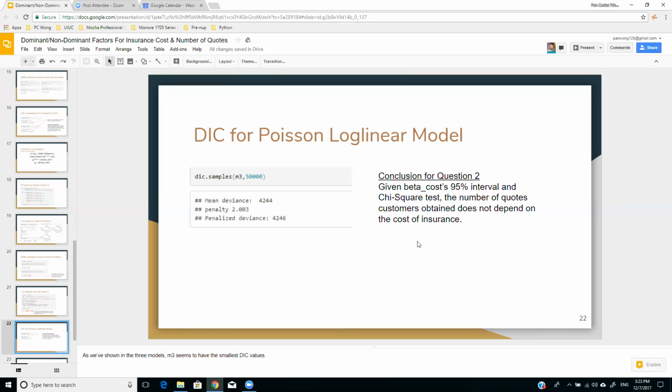And are there any factors that we could model to estimate the number of quotes the customers get? Perhaps, but given the limited amount of data we have, we cannot really do that in this case.